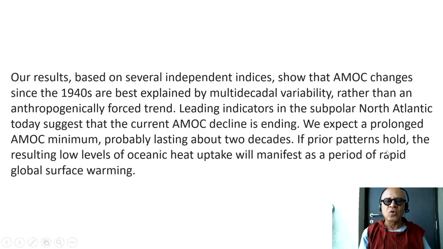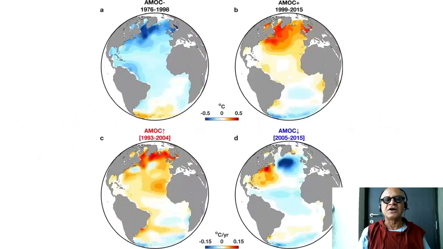So if prior patterns hold, the resulting low levels of oceanic heat uptake will manifest as a period of rapid global surface warming. So it's how the AMOC actually affects the heat budget at the surface. Okay, so this is now taking AMOC over separate periods, 76 to 98, 99 to 2015, and looking at slowdown of the AMOC and the associated SST patterns and the speed up of the AMOC and the pattern. So this is the multi-decadal variability we are talking about.